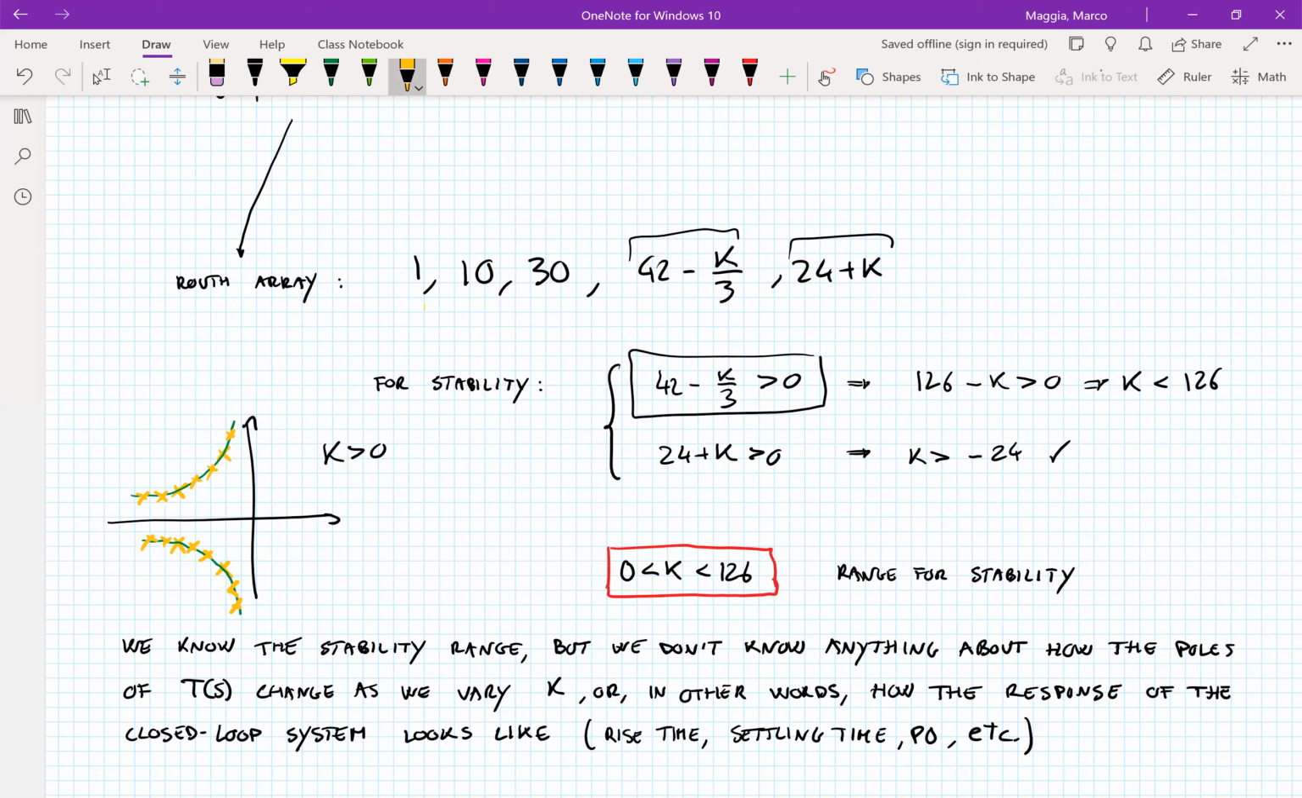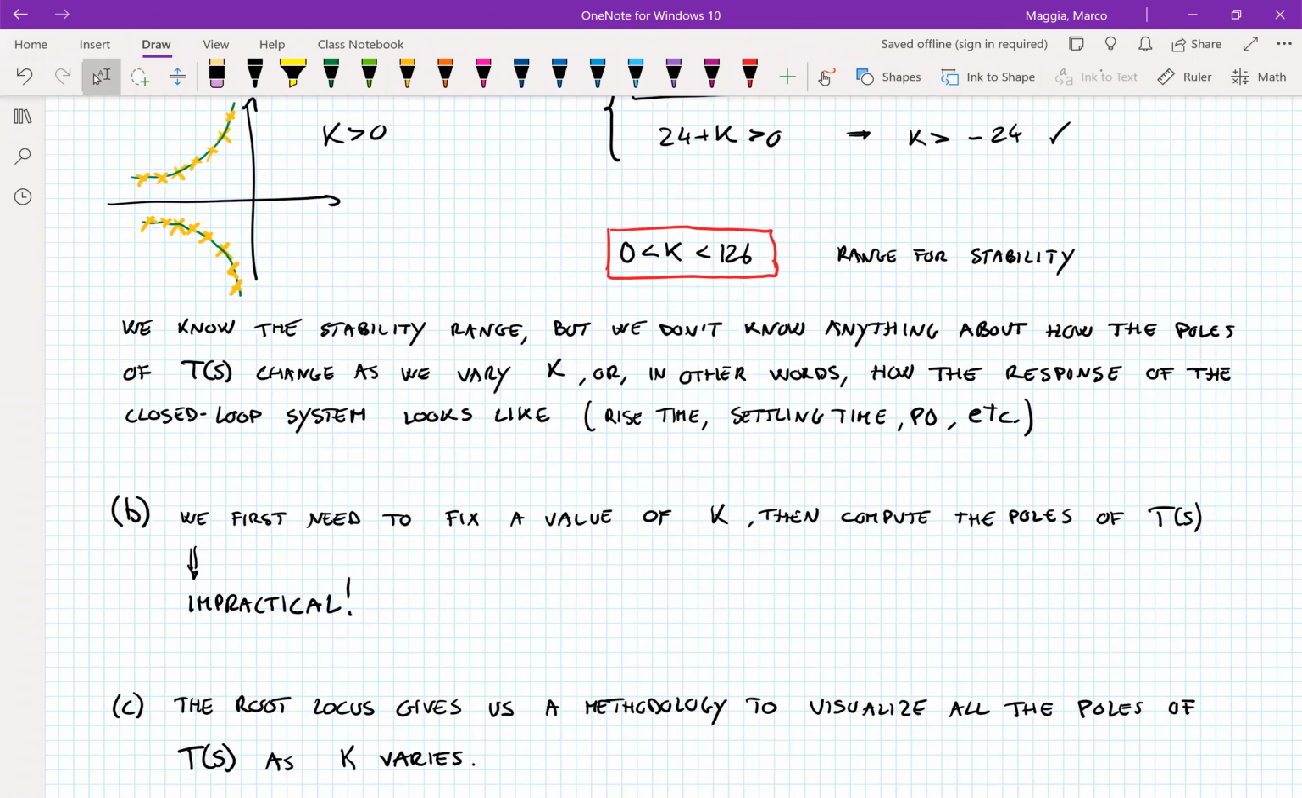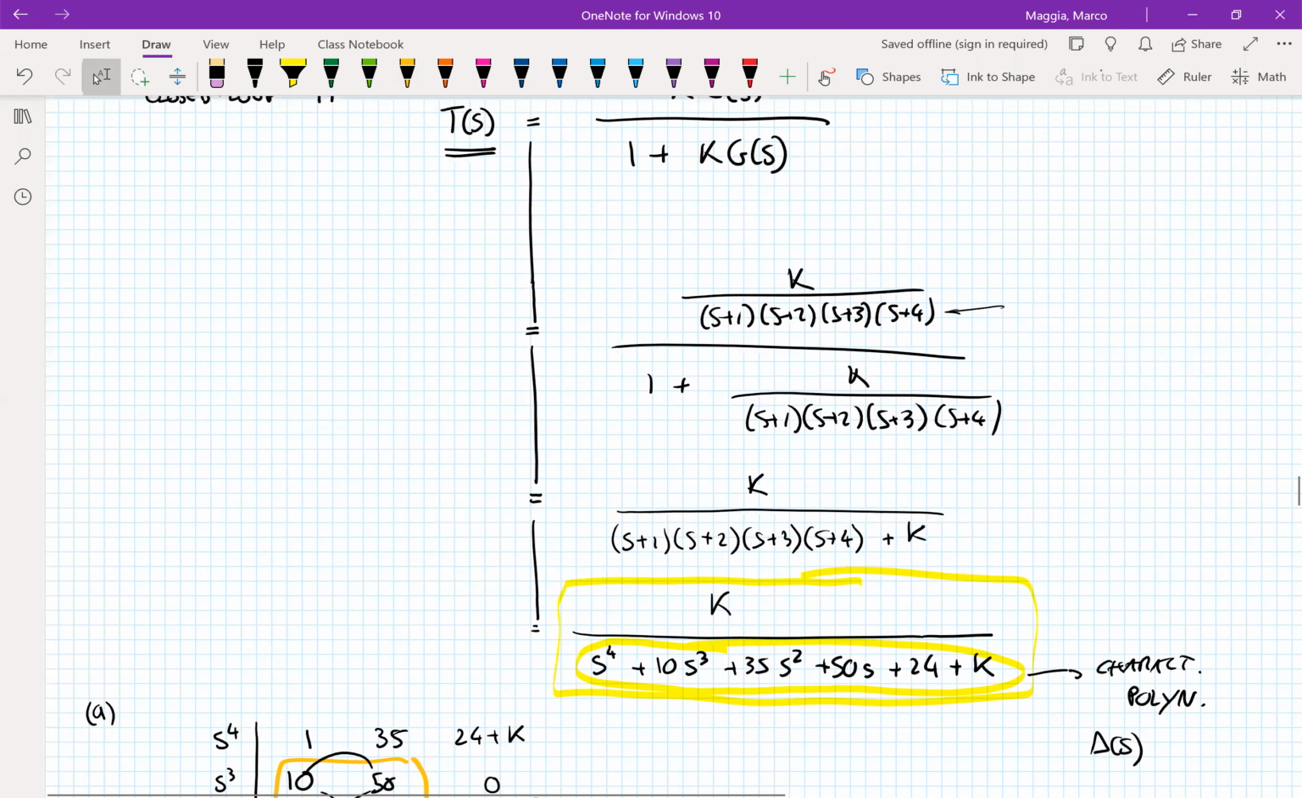The alternative would be just, you select a value of k and then compute the poles of T of s. Going back to the characteristic polynomial, let's say you pick k equals 1, and then you have the characteristic polynomial with the constant term equal to 24 plus 1, that is 25, and then you compute the closed loop poles and check the real parts. And then you have to change the value of k, maybe 1.5, but you have an infinite amount of values of k, so it's really impractical.